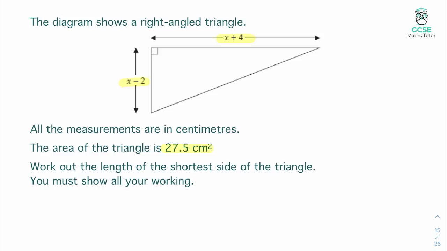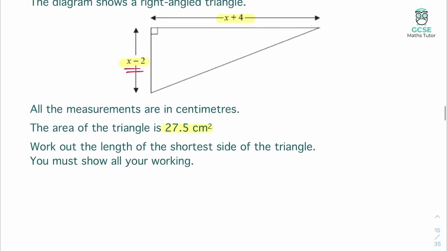Well, straight away we know that this x minus 2 is going to have to be our shortest side, because any value of x there, that's going to be smaller. So when we get our value of x, we want to substitute it into that value there. But how do we actually get to that point? Well, for this type of triangle, we just do half base times height.